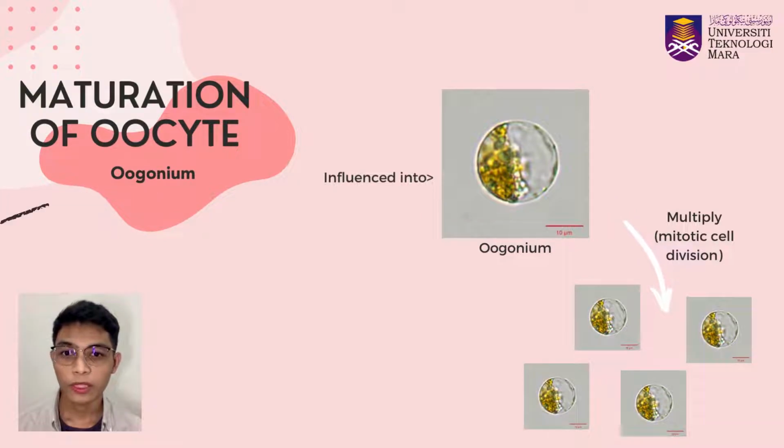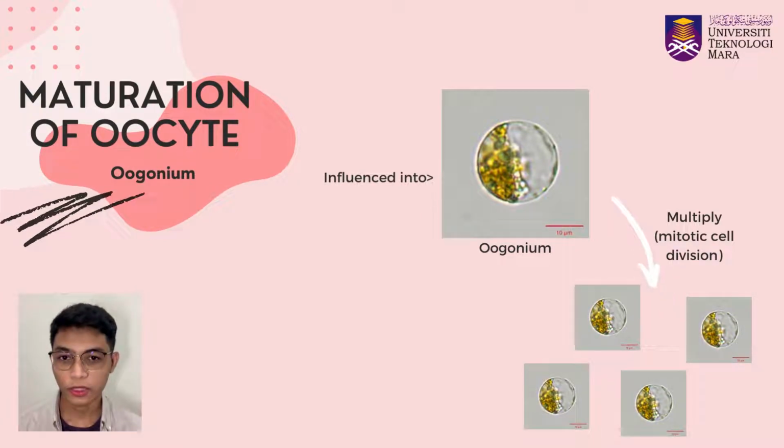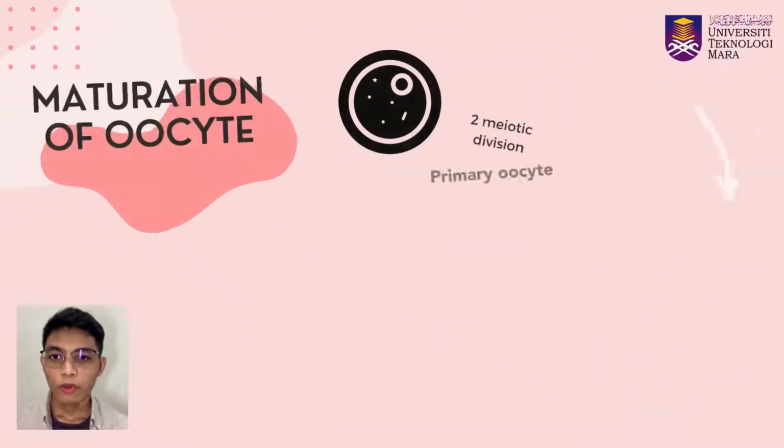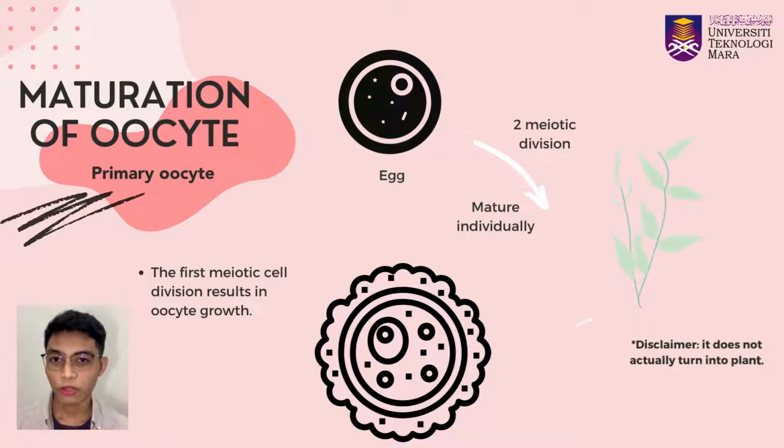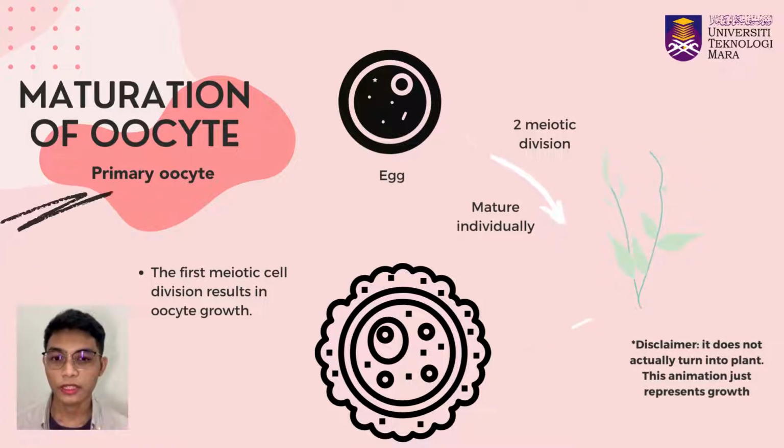The organism multiplies during the first 5 months of prenatal development through a process called mitotic cell division. Only young sperm and egg cells exhibit it. The egg will go through two distinct mitotic cell divisions, resulting in the growth and maturation of the oocyte. The oocytes stop increasing in number and start to mature individually at the end of prenatal development. This is their first mitotic cell division. This cell division results in oocyte growth.